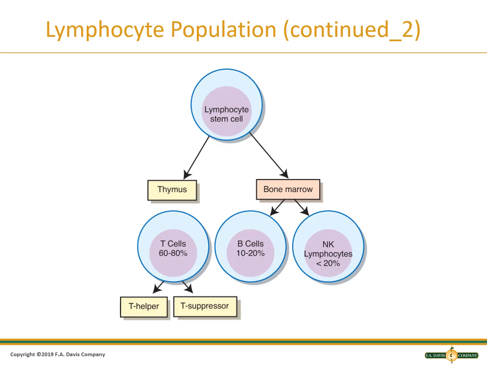Here we have a diagram that kind of breaks down what we just talked about. We have the lymphocyte stem cell. Then when it comes to the thymus, what originates from the thymus is the T cells, which is 60 to 80%. And of those, you have the T helper cells and the T suppressor cells. Then you also have lymphocyte stem cells that operate in the bone marrow, where you get B cells, which is 10 to 20%, and our natural killer cell lymphocytes, which is 20% or less.